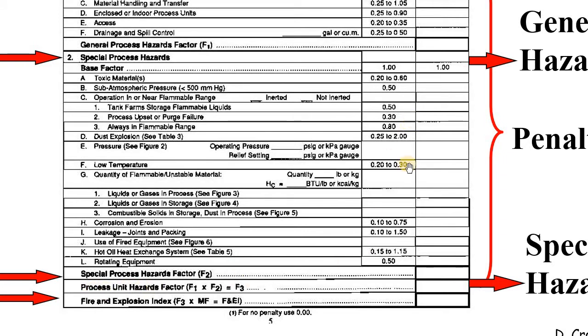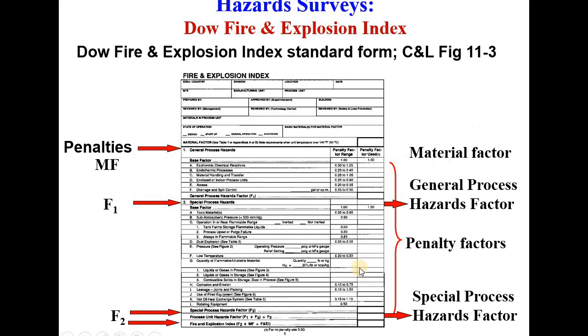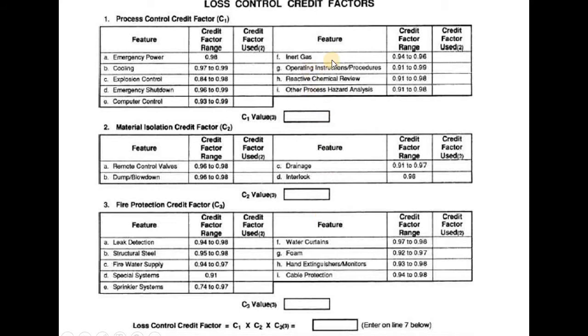And then you're going to multiply whatever you found for F1 by F2 to get an F3. And then if you have an explosive material, the material factor you're using, you're also going to put that here. For no penalty, you're going to add 0. So what you're trying to say here is that you're having an index, and this is the survey. We said we are talking about hazard surveys, but in these hazard surveys, one of them is more complicated than a simple survey you do on your own, in which it is an index, putting penalties and saying whether this place is hazardous or not.